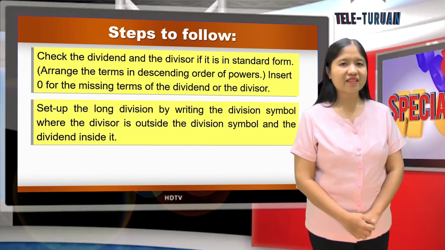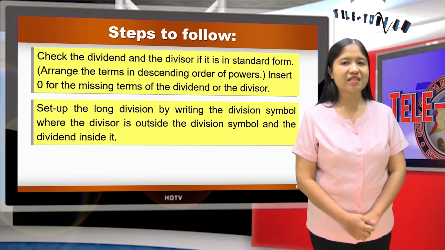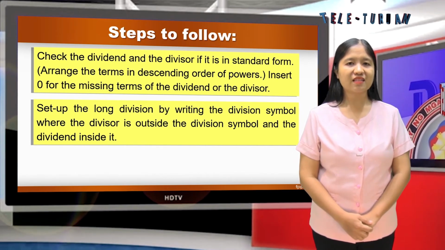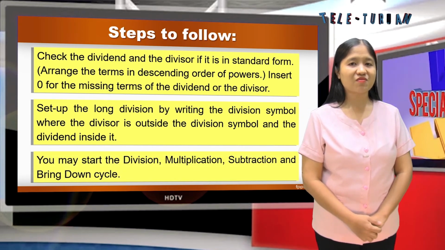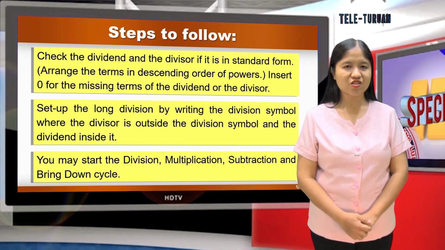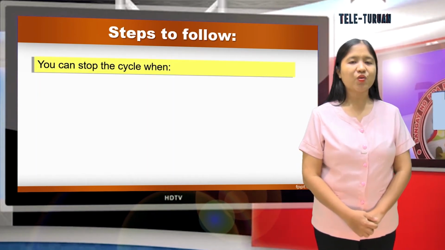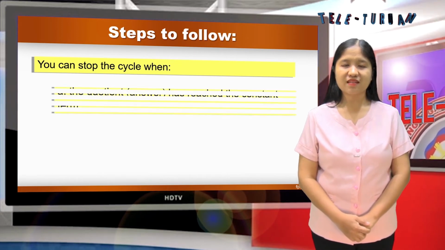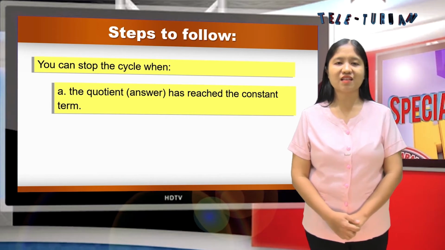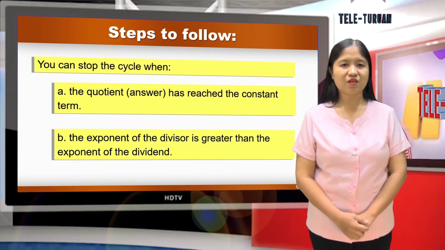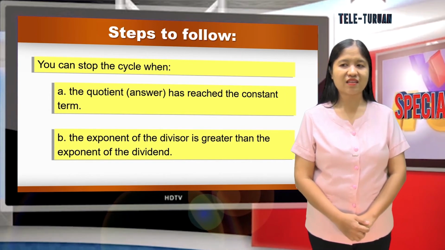Number 2. Set up the long division by writing the division symbol where the divisor is outside the division symbol and the dividend inside it. Number 3. You may start the division, multiplication, subtraction, and bring down cycle. Number 4. You can stop the cycle when, letter A, the quotient or answer has reached the constant term. Letter B, the exponent of the divisor is greater than the exponent of the dividend.